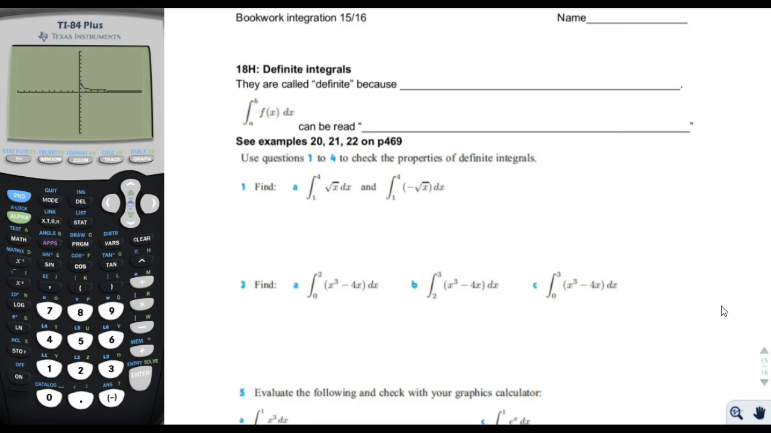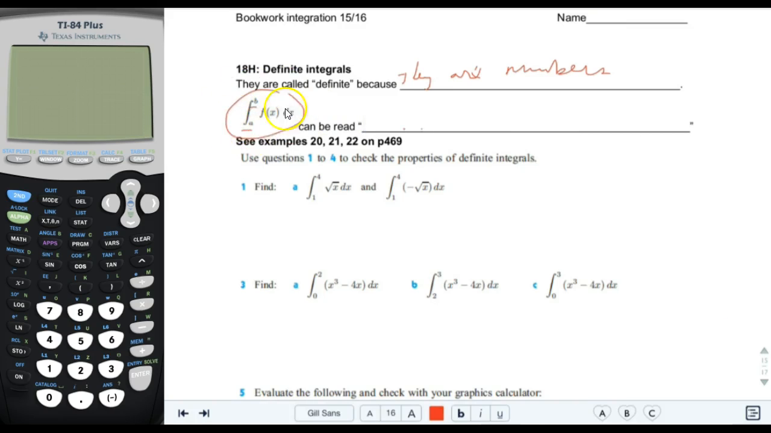They're called definite integrals because they are definite quantities or numbers. They are not just functions. This symbolic expression here can be read as the integral of f of x with respect to x from x equals a to x equals b.